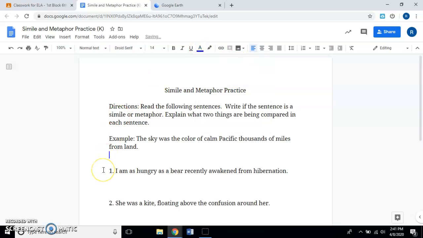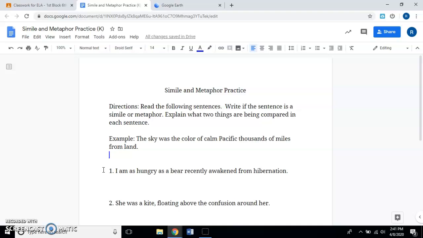Okay, so if you remember our definitions, a simile is comparing two unrelated things with an element that's shared, using like or as, very key thing there. And then a metaphor is just comparing two things.